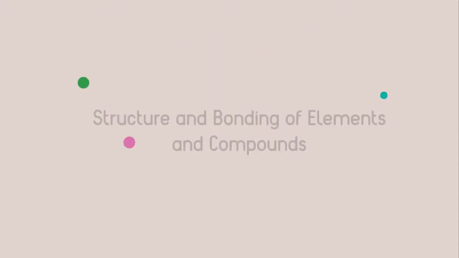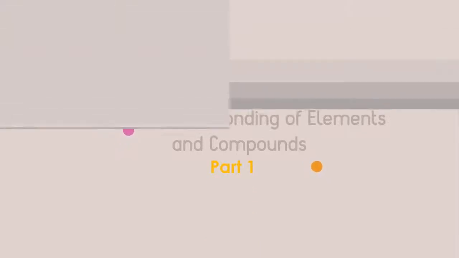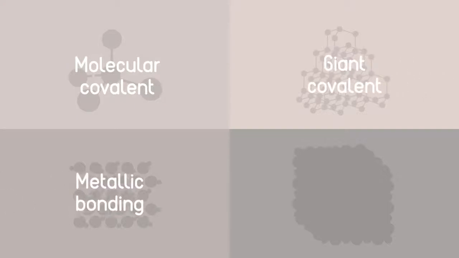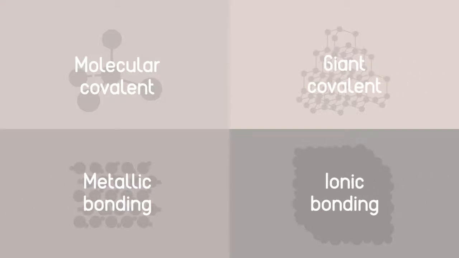Structure and Bonding of Elements and Compounds, Part 1. This two-part video explains why there are only four possible structures that form when elements bond: molecular covalent, giant covalent, metallic, and ionic bonding. If you want to know more about each individual bond, you can click on these videos.